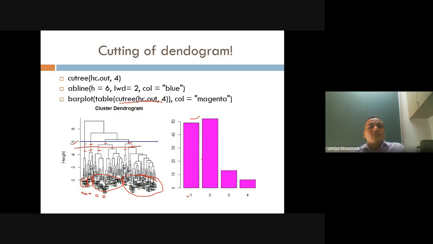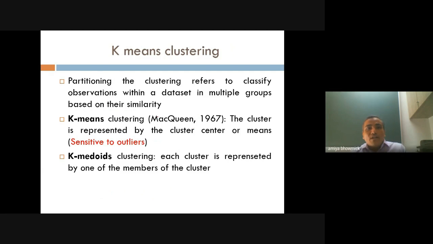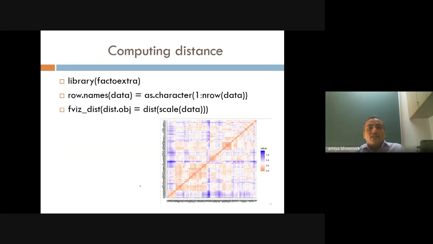Here, after discussing with the expert in that domain, they said that these 4 clusters are enough. Please note that I'll show you a few additional figures which will give you an idea of what could be a possible optimal number of clusters. Partitioning the clusters refers to classifying observations within the dataset into multiple groups based on their similarity. The cluster is represented by the cluster center and means.